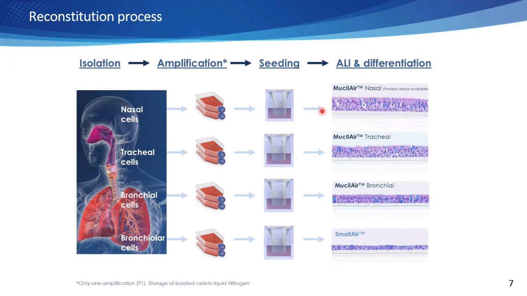Pseudostratified means that, like in vivo, all the cells touch the lamina basalis. And as you can see here, clearly, we end up with these three types of cells for the mucociliary system, the same types of cells for the nasal, tracheal, and bronchial models, which are basal, ciliated, and goblet cells. And here we end up with models bearing not only ciliated and a few goblet cells, but also club cells. And as you can see, like in vivo, the deeper you go into the respiratory tract, the thinner is the epithelium.